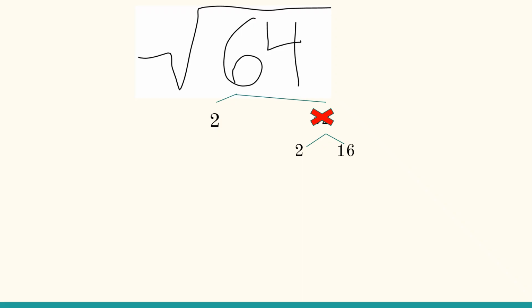We're going to break down the 16 into 2 and 8 and cross out the 16. Then we're going to break down the 8 into 2 and 4. And finally, we're going to break down the 4 into 2 and 2. Now that we broke it down, remember square root, that means we need 2 factors inside the radical that are identical in order to pull them out of the radical symbol.